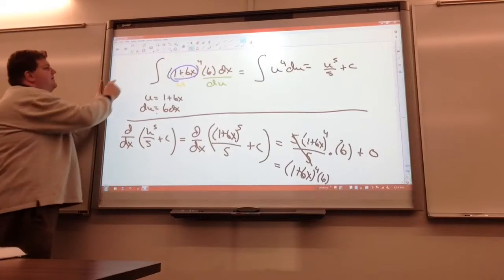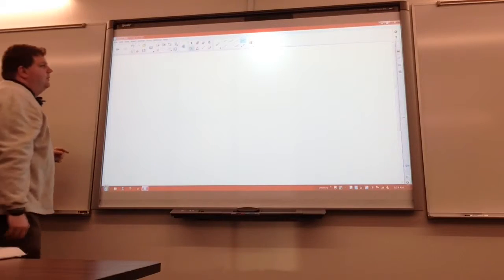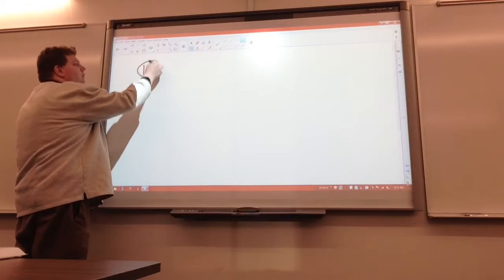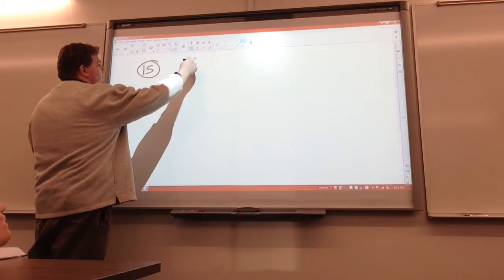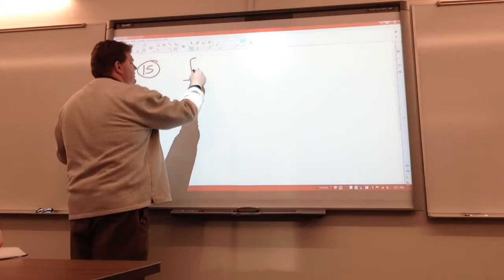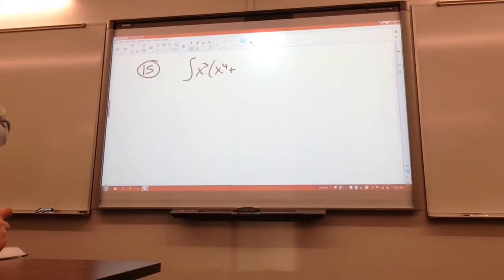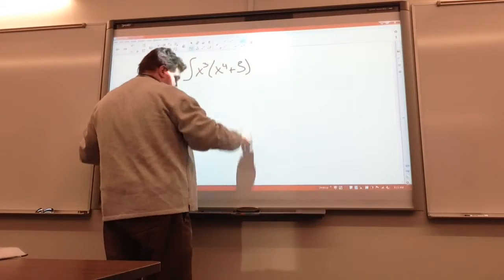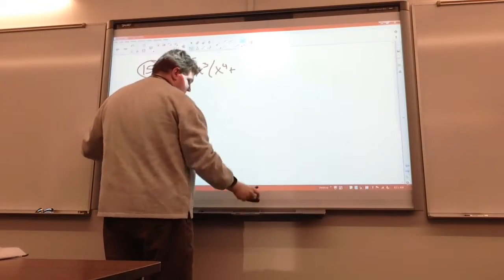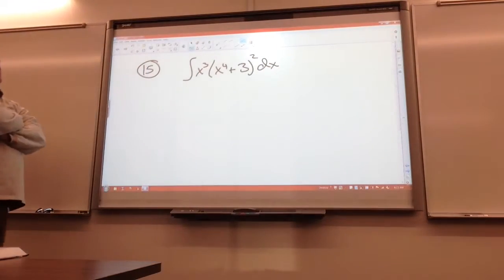All right, let's take a look at the next example from homework. Let's do 15, because 15 illustrates well what I'm after here. So 15, we've got the indefinite integral of x cubed times x to the 4th plus 3, squared, dx.